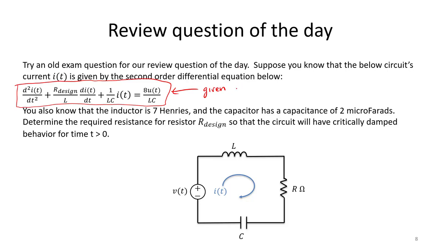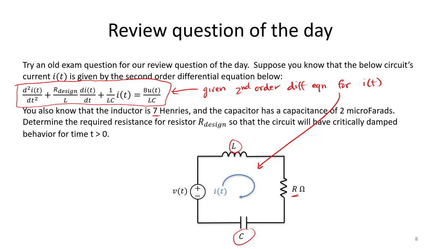So we are given a second-order differential equation for our current I of t in the circuit below. Notice that this second-order differential equation is written in terms of our inductance L, resistance R design, and our capacitance C.